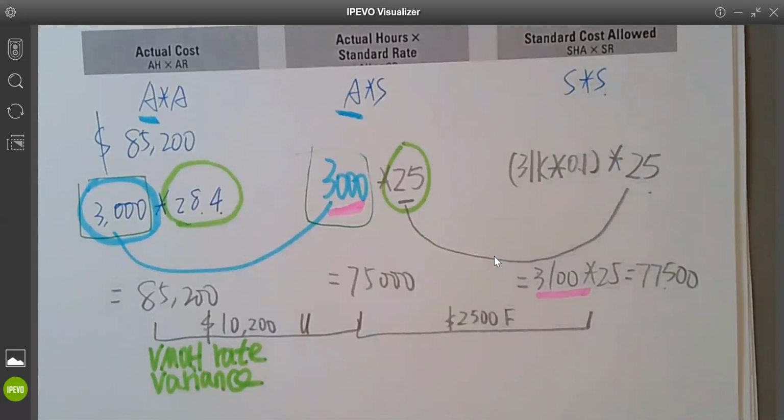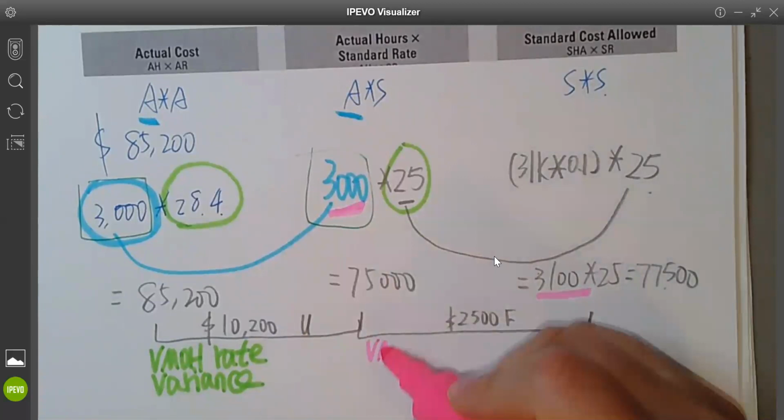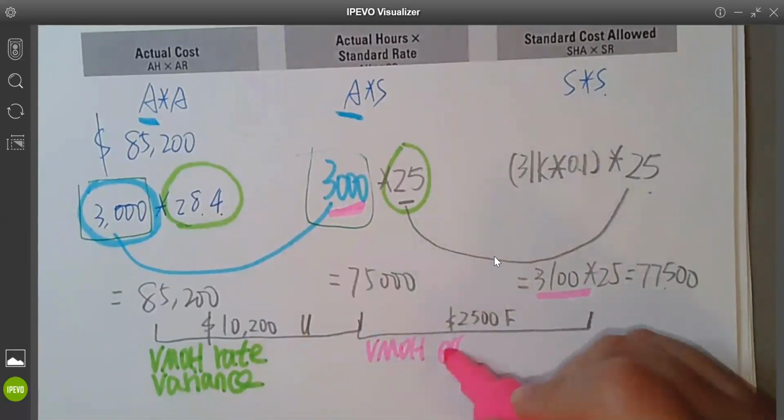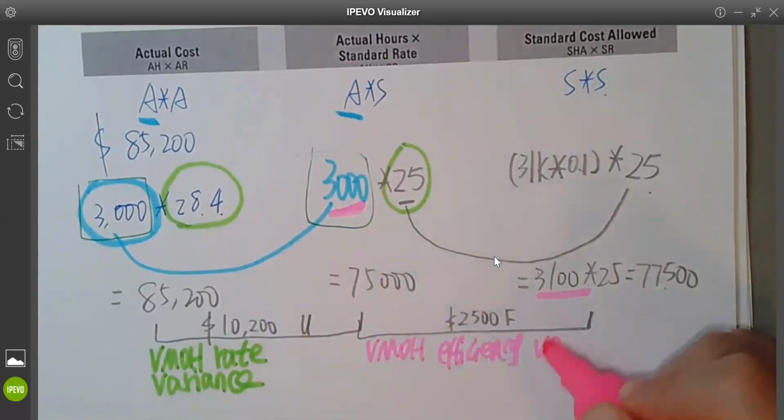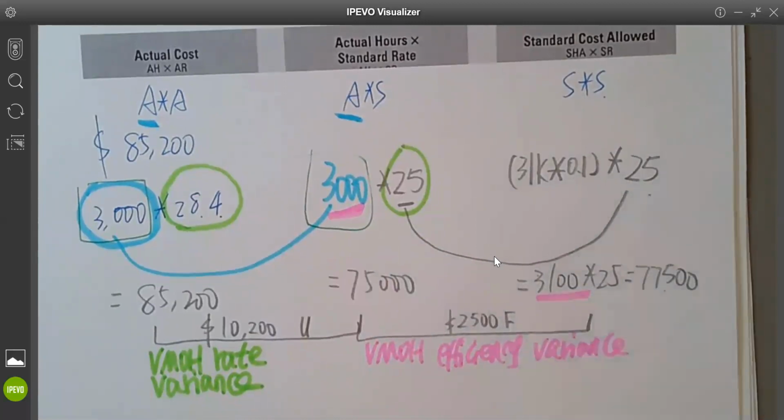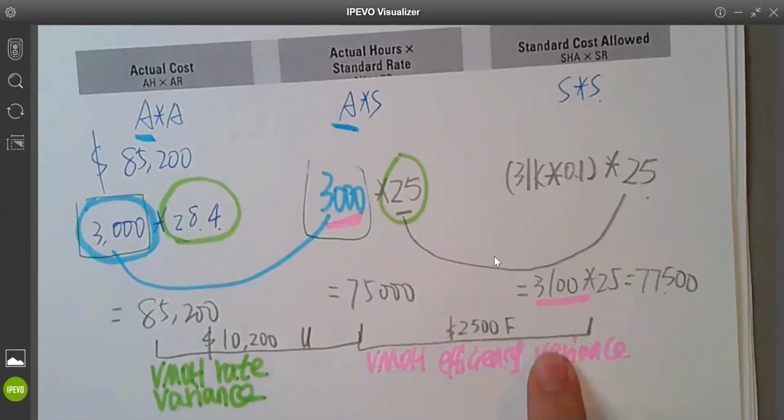How do we name this variance? We call it variable manufacturing overhead efficiency variance. Okay, so it's very similar with our direct labor. Do you remember that one? I think even the name is the same. So we call it direct labor rate variance. Now we call it variable manufacturing overhead rate variance, right? We call it direct labor efficiency. Now we call it variable manufacturing overhead efficiency variance. Okay, you add those two, you will get our variable manufacturing overhead flexible budget variance.